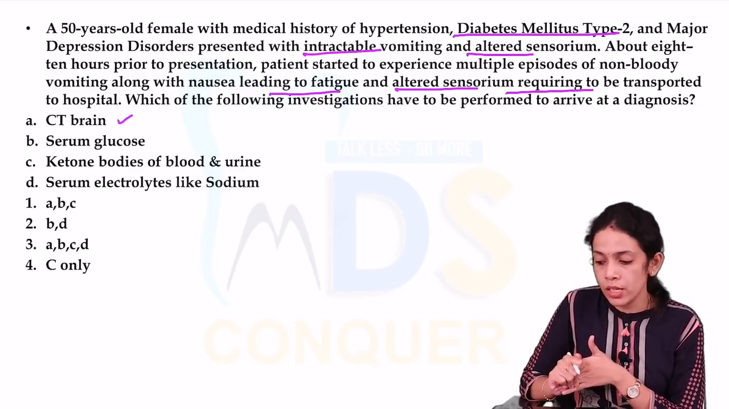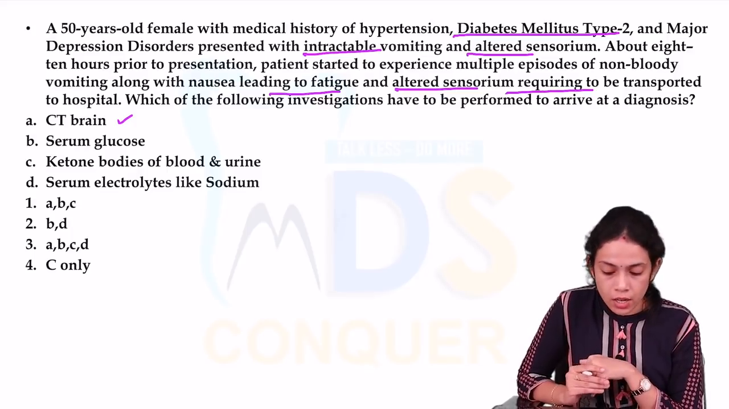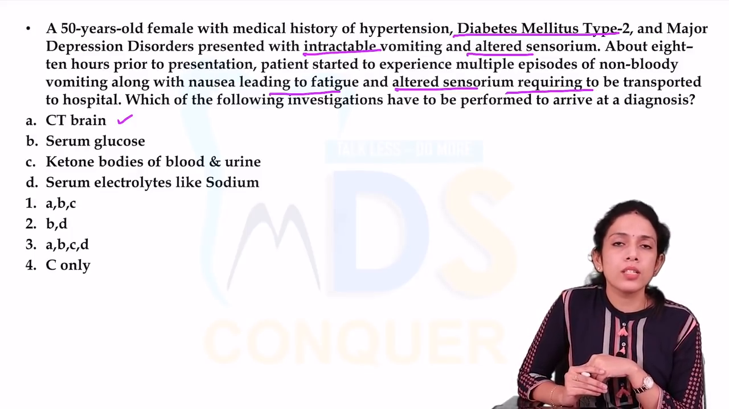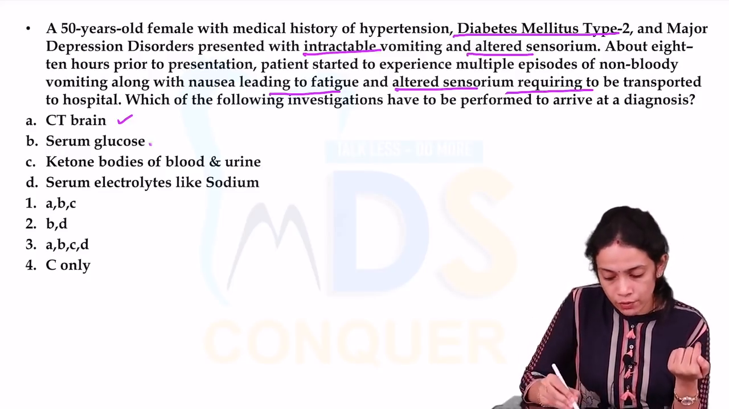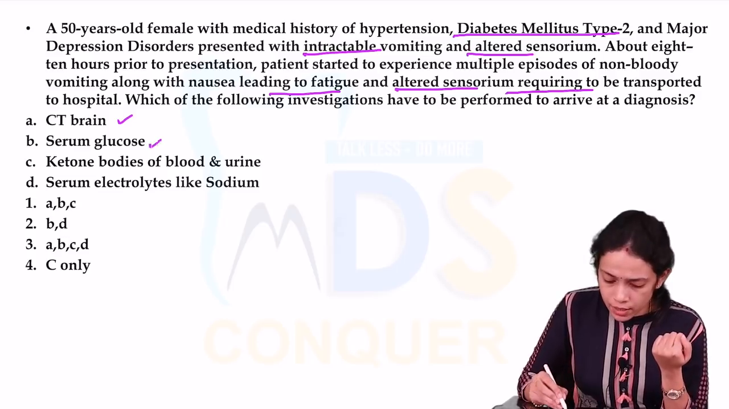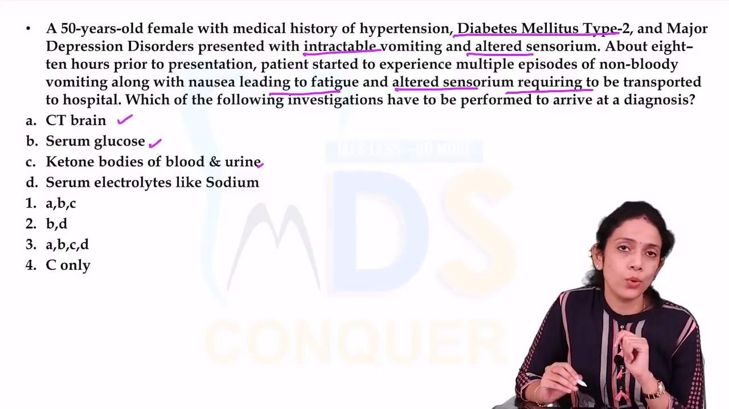Next, serum glucose. Yes, the patient is already diabetic. She gives a history of that. So it's better to check the serum glucose and know whether the patient is under control or not. So yes, you have to take the serum glucose. Next, ketone bodies of blood and urine, whether you have to take or not. Yes, you have to take.